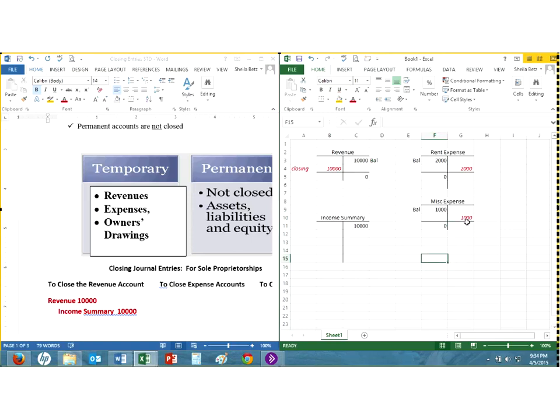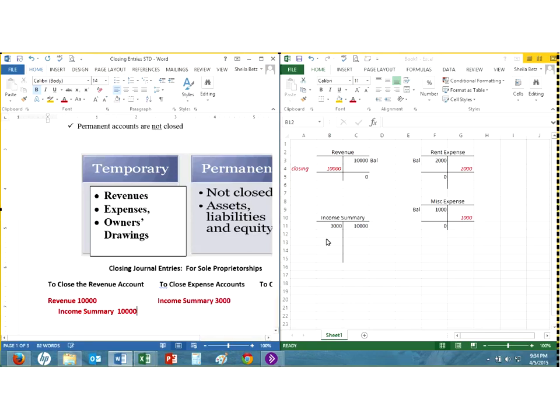But I have to move them somewhere. Just like revenue couldn't disappear, expenses can't disappear either. So guess what? I'm going to move these numbers over here to income summary. I'm going to debit income summary for the total of $3,000, the total of the expenses. So let's write the journal entry here. I'm going to debit income summary for $3,000.